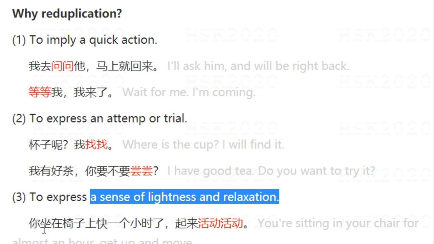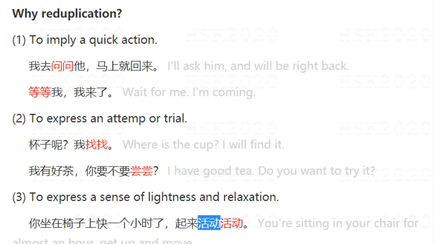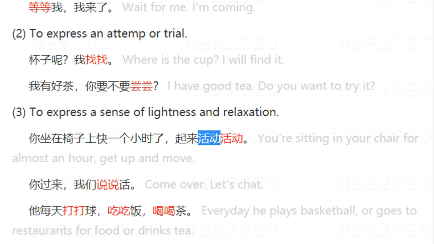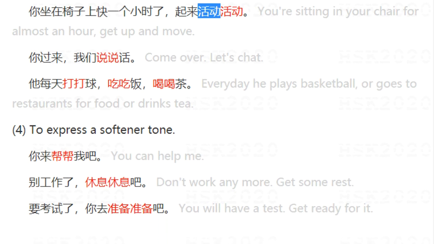The third one is to express a sense of lightness or relaxation. For example, 你坐在椅子上快一个小时了，起来活动活动。I've been sitting in a chair for an hour. Get up and move a little bit, get up and move around. 你过来，我们说说话。Come over, let's talk, let's chat. So it makes the conversation much lighter. 他每天打打球，吃吃饭，喝喝茶。So his life is so easy. Every day he plays ball, like basketball or soccer, then goes to restaurants to have food or just drinks tea. That's it.